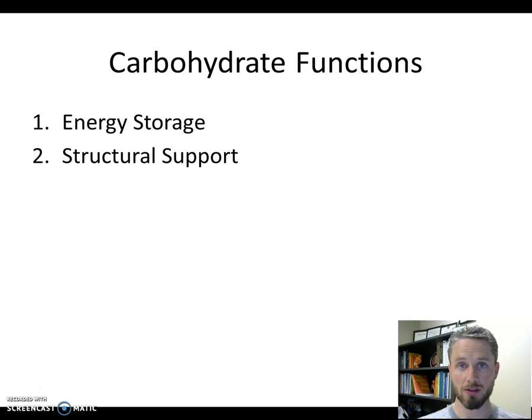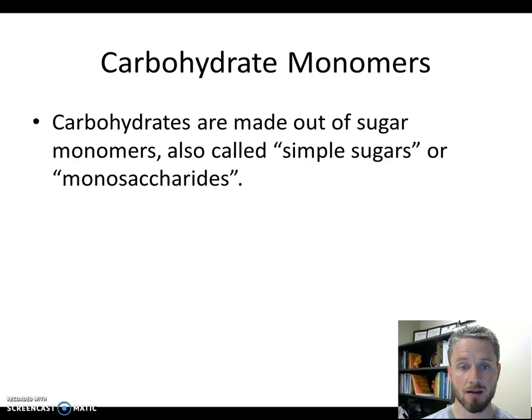Carbohydrates are a polymer. They're made out of individual monomer subunits like we've talked about in the past. So we want to think about what monomers carbohydrates are made out of. So carbohydrates are made out of monomers that are sugars. Sometimes we'll call those monomers simple sugars. Other times we might refer to them as monosaccharides. Mono just means 1. Saccharide means sugar. So monosaccharides are single sugars, simple sugars, or we might just say sugar monomers. Those are all ways of describing the same building blocks.